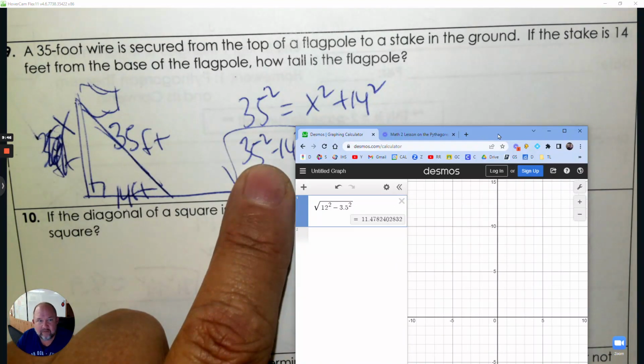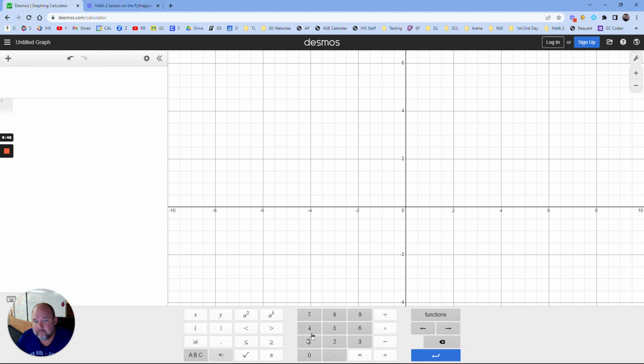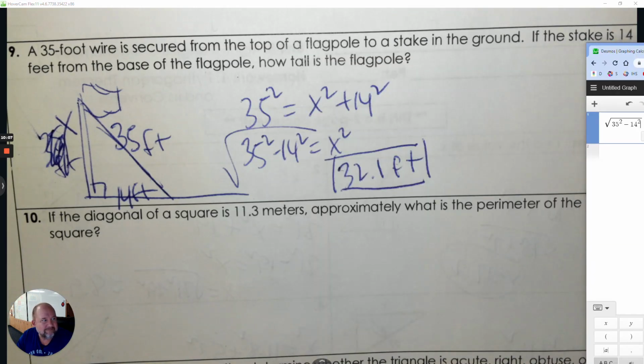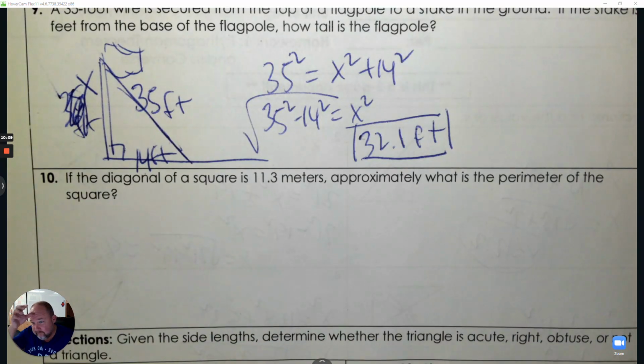Use your calculator. So the square root of 35 squared, subtract 14 squared. About 32.1. And that's how tall the flagpole is. 10.